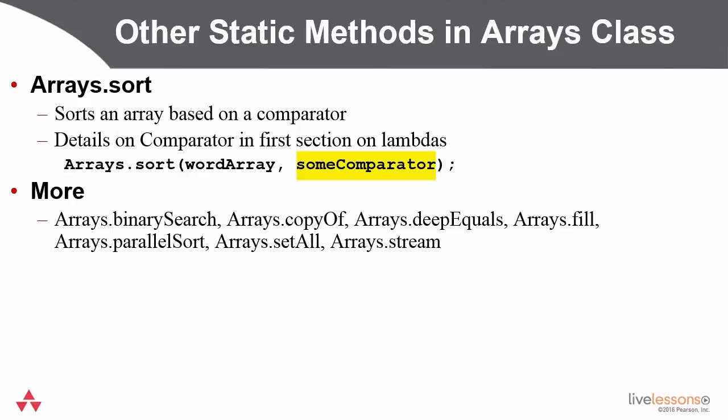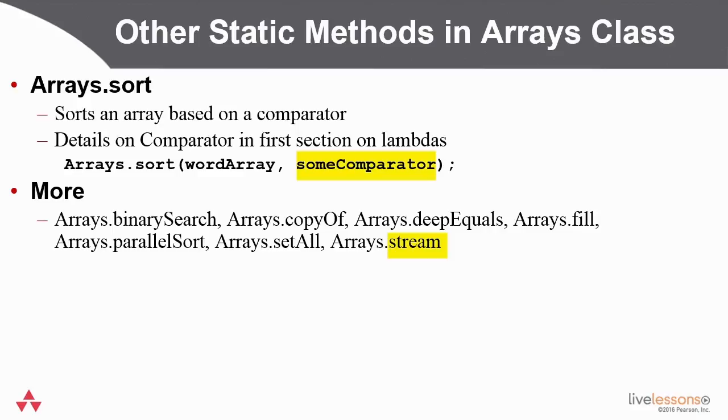And then there's a bunch more in the Arrays class. I recommend you just go to the online API, go to the Arrays class, bring it up, and browse down the methods. There's binarySearch for ordered arrays. You can copy arrays. You can see if arrays are equal, including all their elements being equal. You can fill in arrays with certain elements. You can sort in parallel. You can assign certain entries, and you can output the elements of an array as a stream.